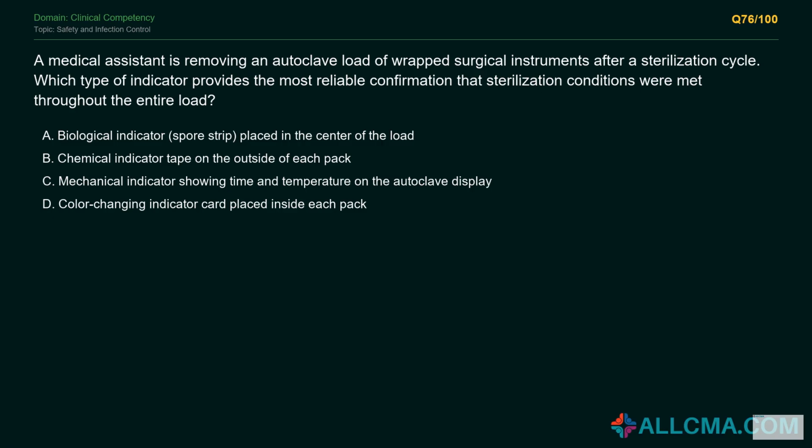Question 76. A medical assistant is removing an autoclave load of wrapped surgical instruments after a sterilization cycle. Which type of indicator provides the most reliable confirmation that sterilization conditions were met throughout the entire load? Option A, biological indicator, spore strip, placed in the center of the load. Option B, chemical indicator tape on the outside of each pack. Option C, mechanical indicator showing time and temperature on the autoclave display. Option D, color-changing indicator card placed inside each pack.